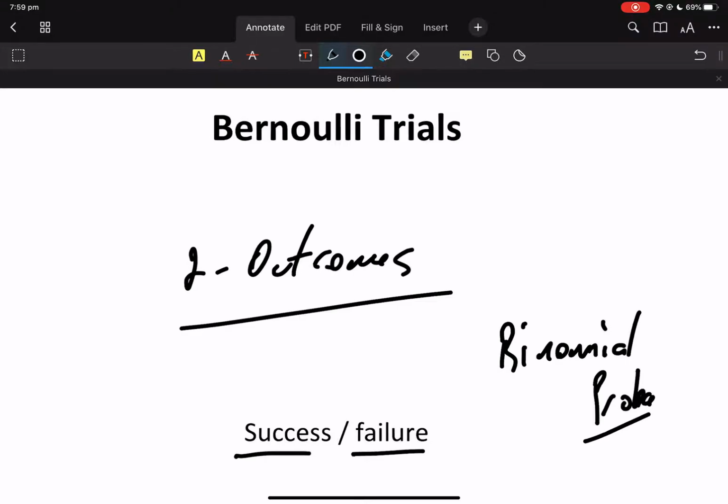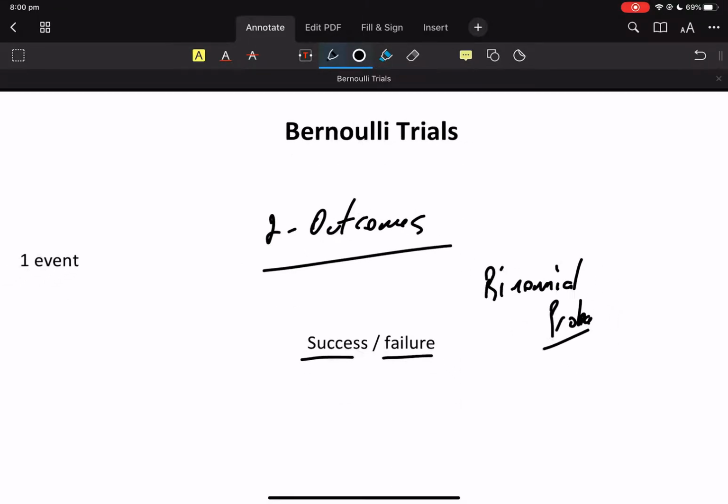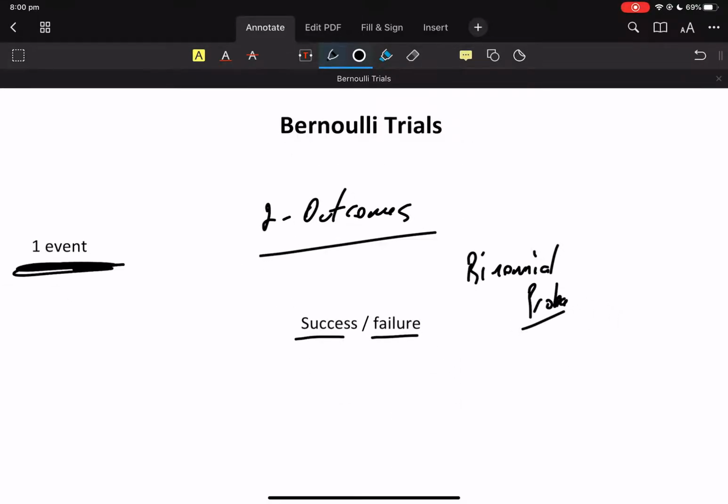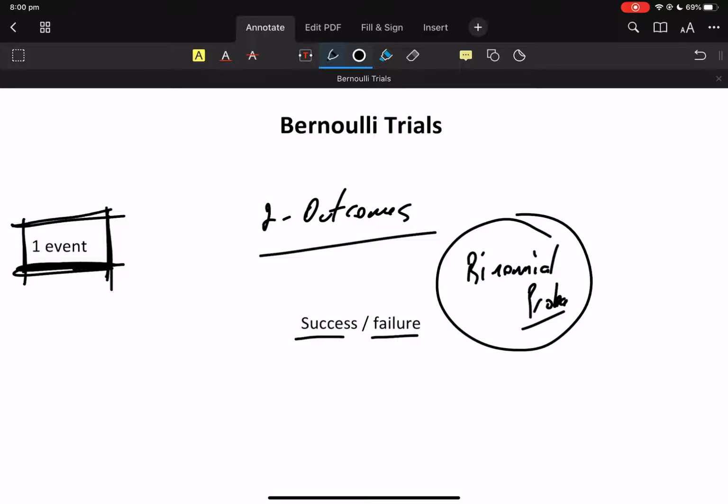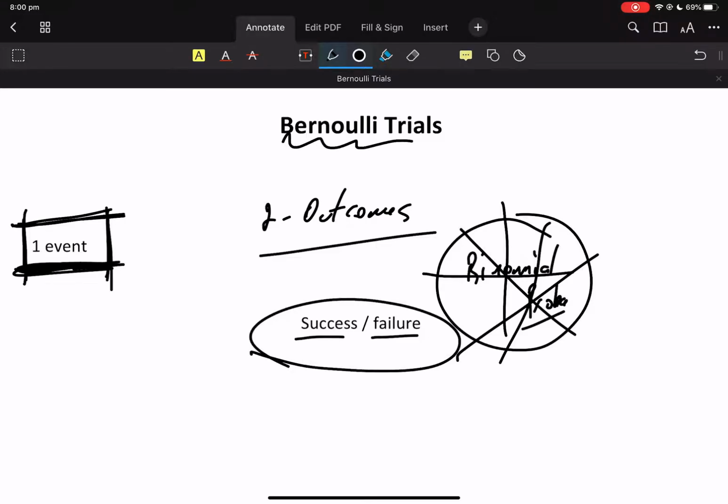Here, a Bernoulli trial has to be a single event. So it's a special binomial probability, in that it's just one event. It's a very simple way of looking at binomial probability. We will continue to look at binomial probability, don't you worry. But we need to consider Bernoulli trials where there is a success and failure, but the event or the trial or the experiment is only happening once.